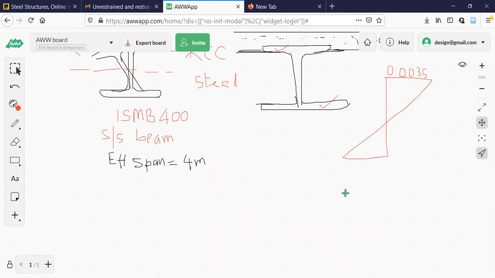Now the strain in steel, I'll show you that one, 0.002. It is inelastic strain, and Fy divided by 1.15 divided by the modulus of elasticity of steel.